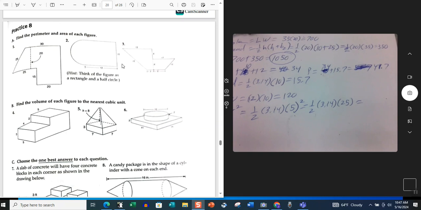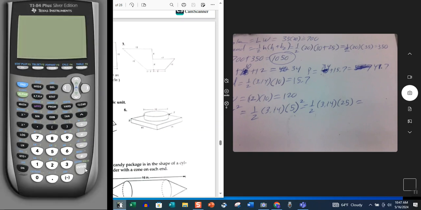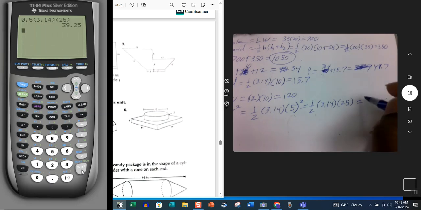Now we could put this in our calculator. Now your calculator, you would do the fraction bar, but what I'm going to do is put in 0.5, and that'll be my half, and then 3.14. Put these parentheses here, and then 25, and that would give me 39.25.